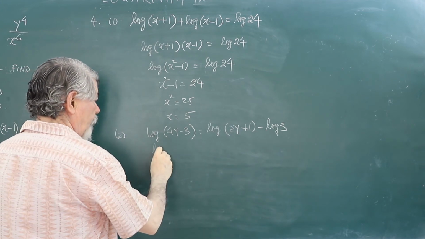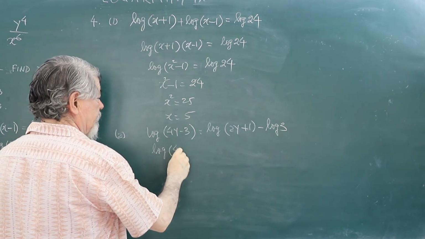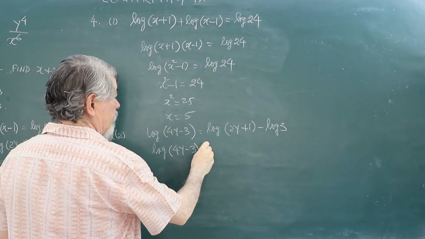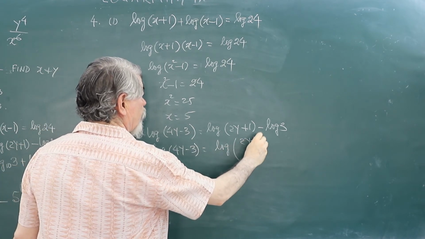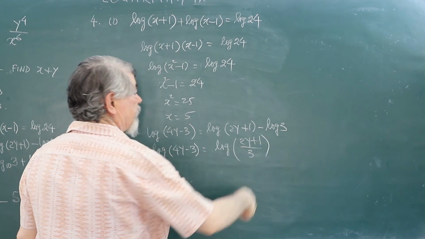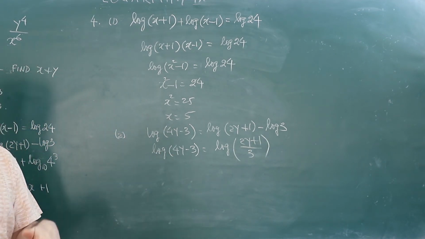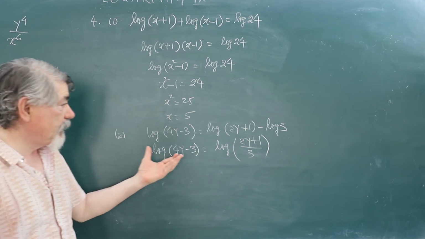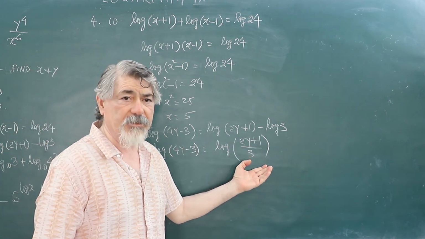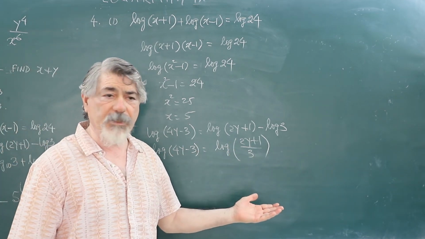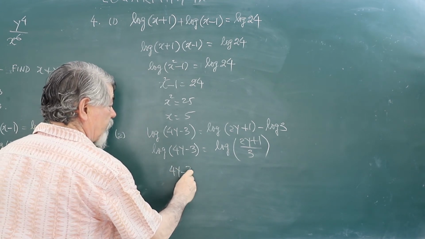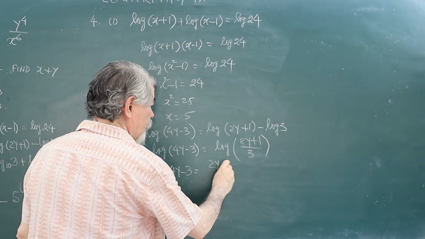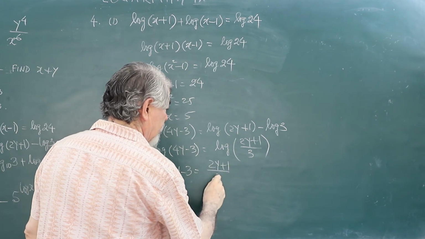Now it is log(4y − 3) = log(A/B), that is log((2y + 1)/3). Log A minus log B is log A upon B. Again, both sides are single logarithms, so we can remove the logarithms. So 4y − 3 will be equal to (2y + 1)/3.